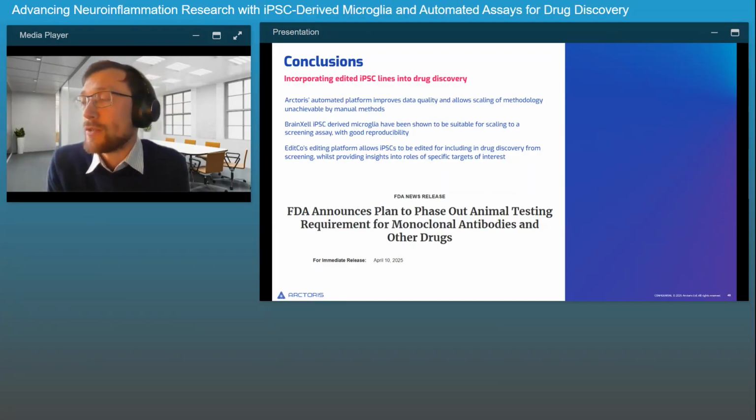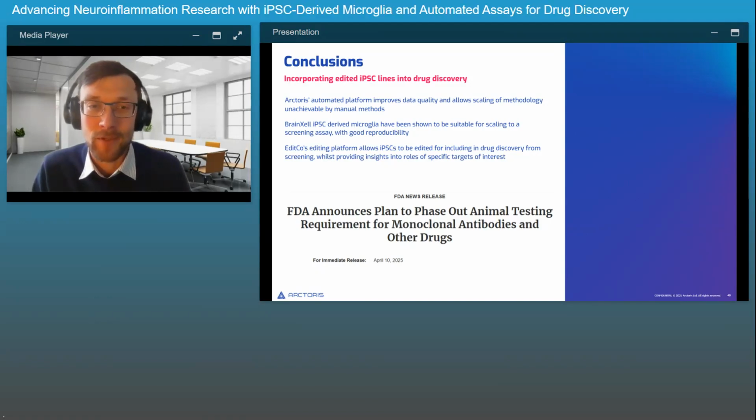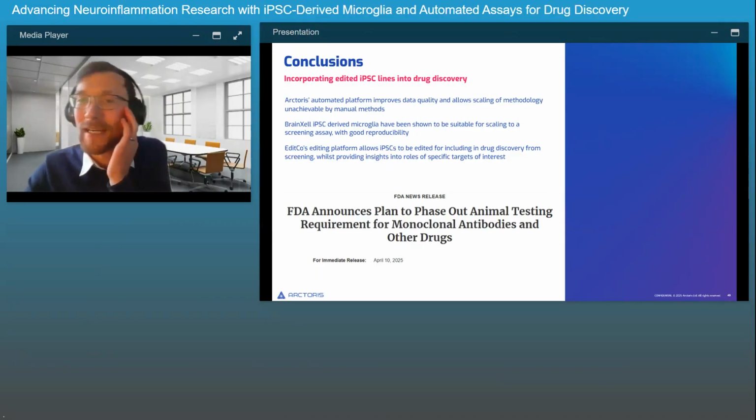And really what we're trying to achieve with this collaboration is to show that the three companies, each an expert in its own respective field, coming together can offer something unique in this space. And just to leave with a final thought, as the FDA announces this week that they are starting to phase out animal testing requirements, there's probably no better time to start thinking about including iPSCs in your drug discovery pipelines. So with that, final acknowledgements.